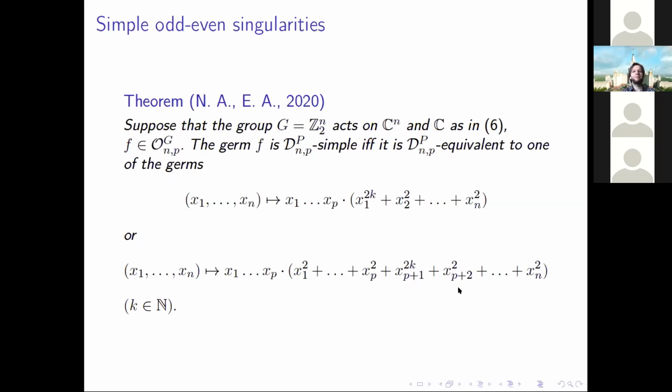And talking about some further perspective, I think it would be of interest to take, let's say, a group Z2 to the power n, but consider the space C^{n+m}, so a space of higher dimension, such that the group only acts on certain coordinates on this space. We actually started certain work in this direction, and we hope to obtain some results even this year.